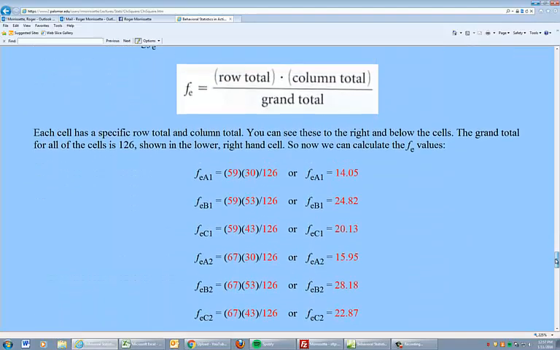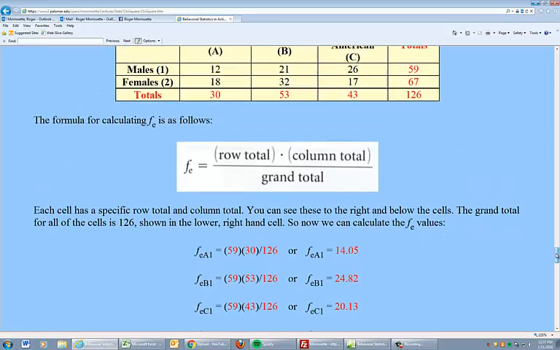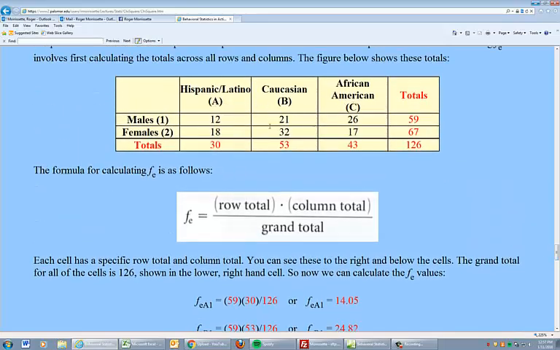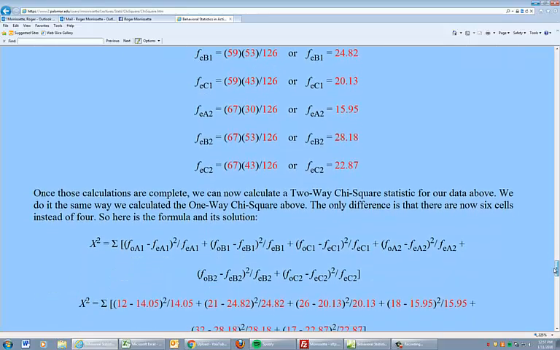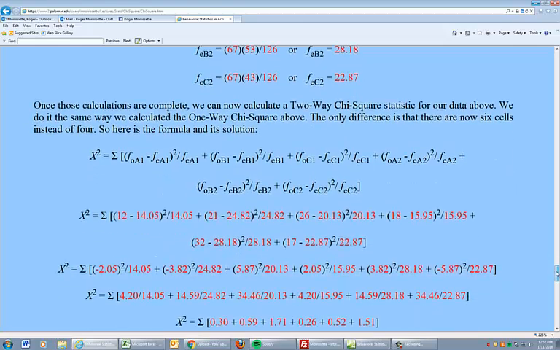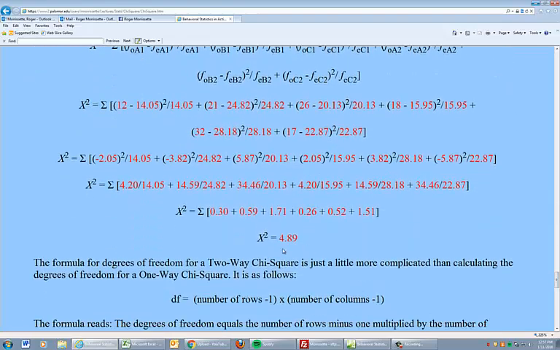We calculate the f sub e, and it's a good idea to code the cells so you don't get confused. Notice we coded them here A, B, and C, and 1 and 2, so that we don't get confused when we're plugging our numbers in. But there you go, we just used this formula right here and calculated the f sub e's. Next step is quite simply to plug them into the formula like we did in the earlier one-way examples and grind out the answer. In this case, the chi-square is 4.89.